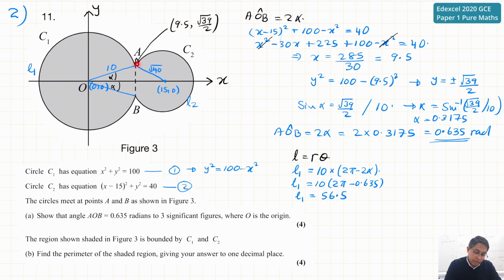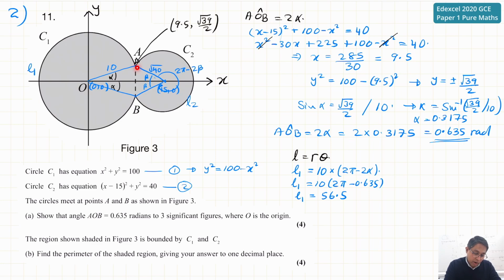To find L2, this arc length, we need to know this angle. How can we find that angle? We can find that angle if you know this angle here. So you can take this angle as beta and this is beta. So if you know beta, we can find this angle which is 2 beta. So this whole angle is going to be 2 pi minus 2 beta.